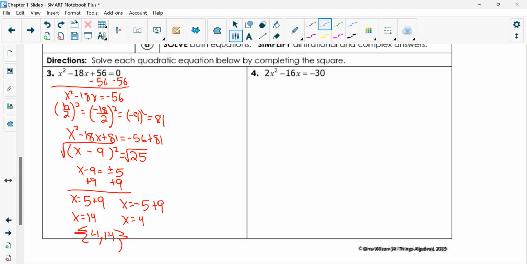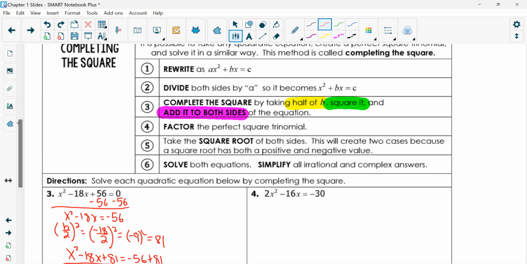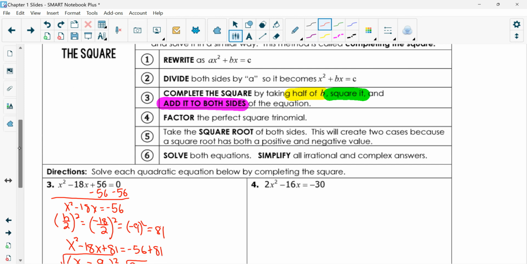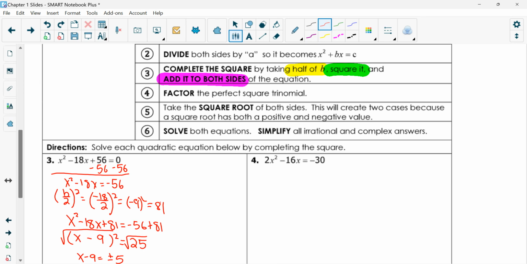So the key is remembering to do that b over 2 squared. Okay, that's how you're getting that perfect square trinomial. All right, so for 4, again, following our steps, rewrite the constants on the right. Our constant already is on the right. The negative 30 is on the right side. Now we're going to divide everything by the a. So notice how we actually do have an a. So I'm going to divide everything by 2, all my terms.